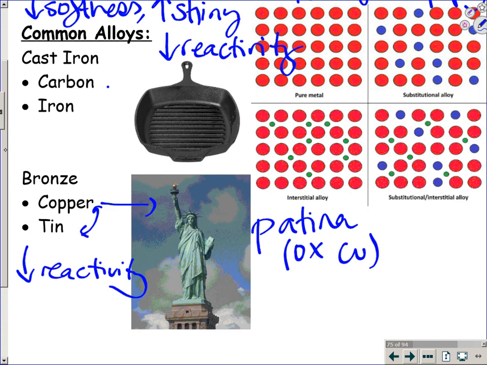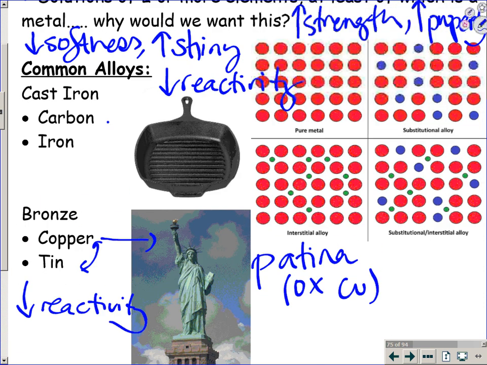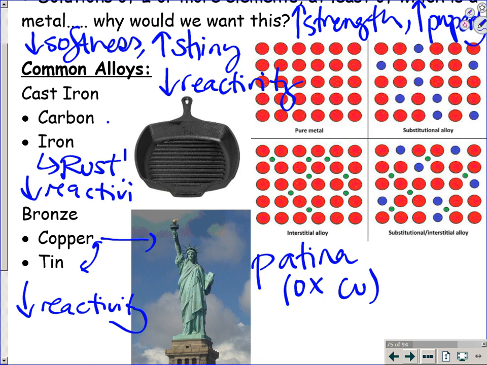And then cast iron. Iron, we know by itself, what did you guys just say forms on iron? Rust, right? Iron is pretty reactive too, and it forms rust. Who wants to eat rust in their cast iron skillet? Nobody, right? So they blend it with carbon, one, to decrease the reactivity, and two, to help it hold heat better.